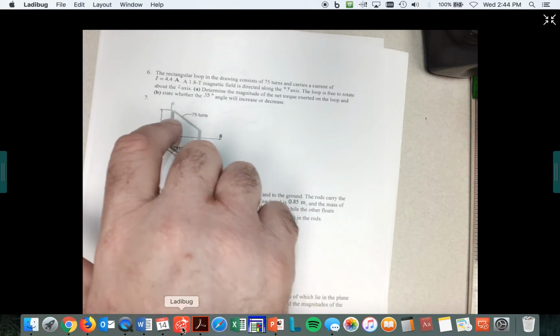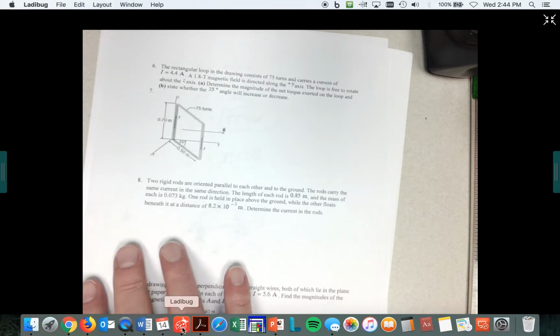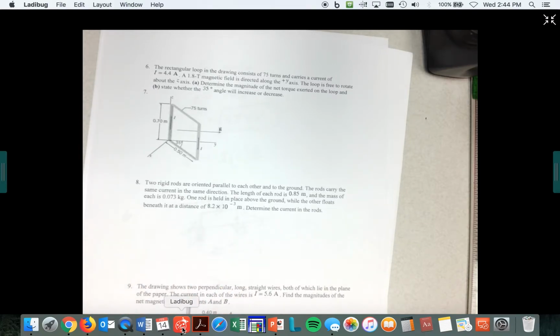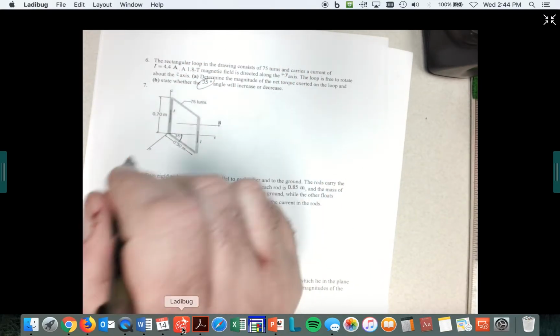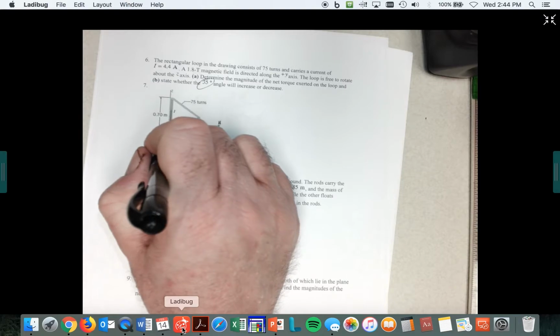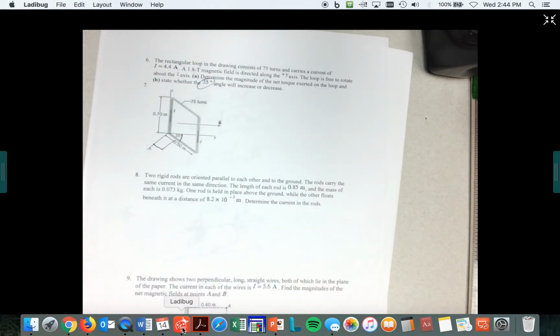But anyway, when we look at this problem, the 6, 7 is supposed to just be 6. Now, they want the net torque when this angle is 35 degrees, which means they want the torque off the normal from here, which would be 55 degrees.